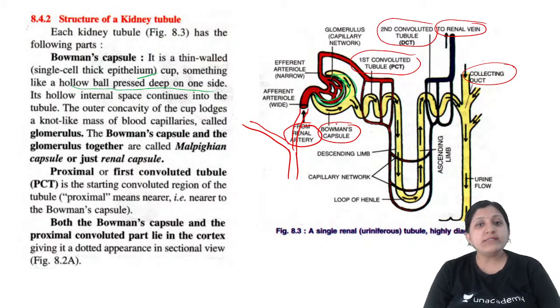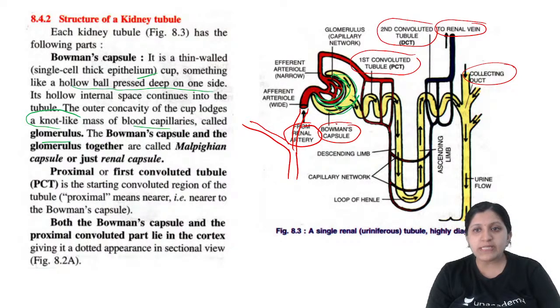Yeah, so this continues into the tubule here. You can see the tubule, the outer concavity of the cup. This is going to form a knot-like structure, mainly of blood capillaries. So this is all blood capillary, which we call a glomerulus, and the Bowman's capsule.